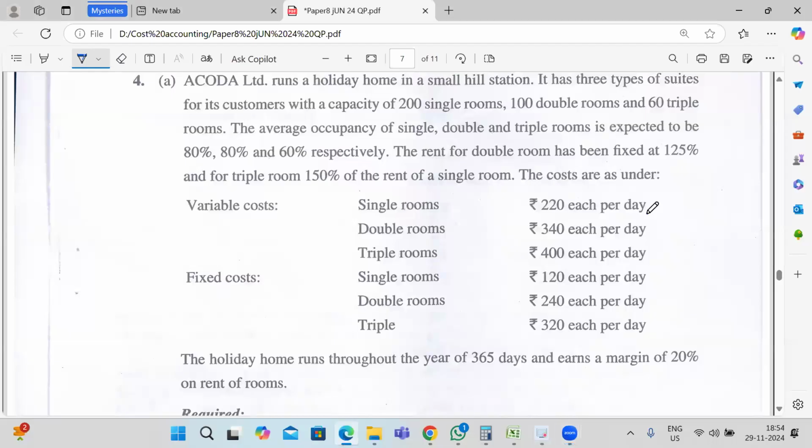So now we are going to see question number 4A. Akuda Limited runs a holiday home in a small hill station. So this is a question based on operating costing.